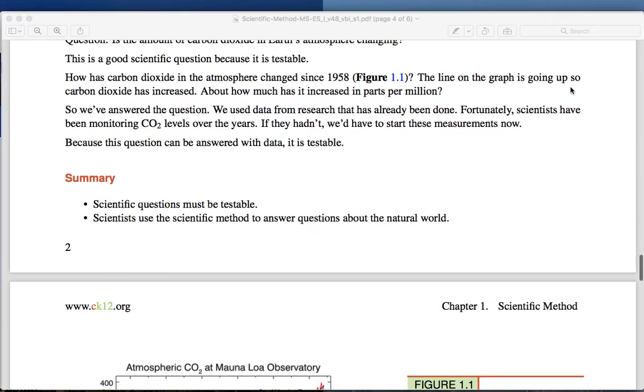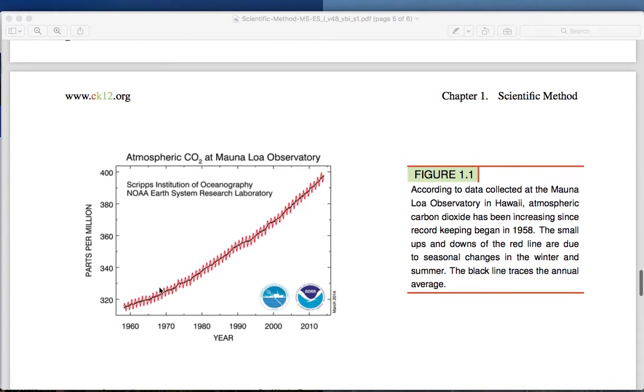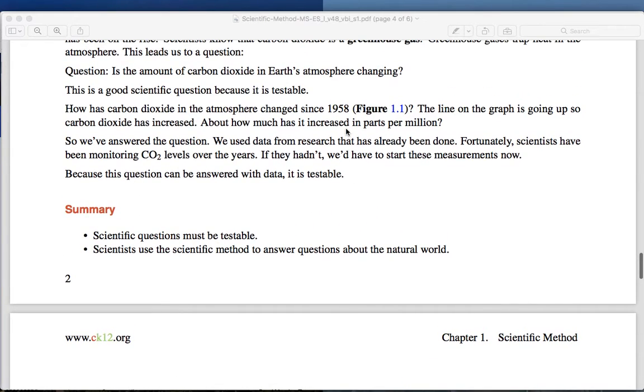The line on the graph is going up, so carbon dioxide has increased. About how much has it increased in parts per million? Here it's gone from 320 to 400, so nearly 80 parts per million. So we've answered the question. We've used data from research that has already been done.